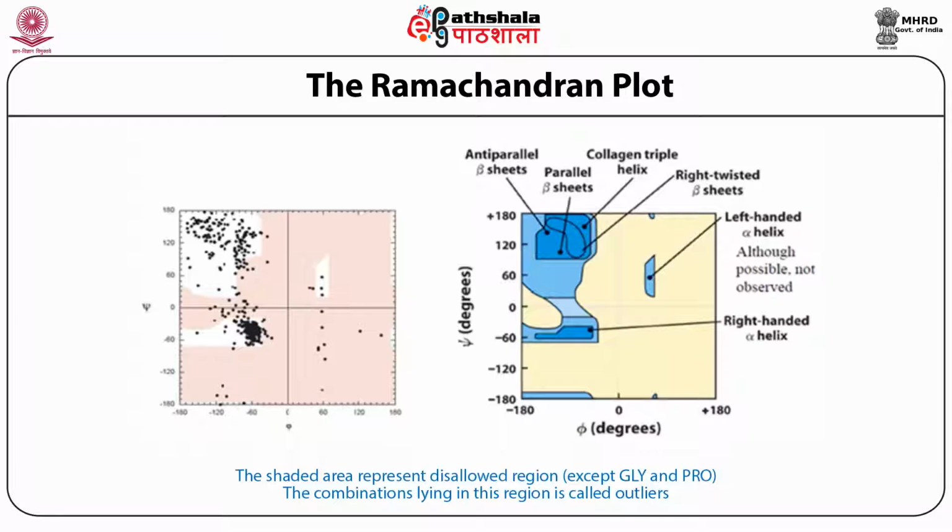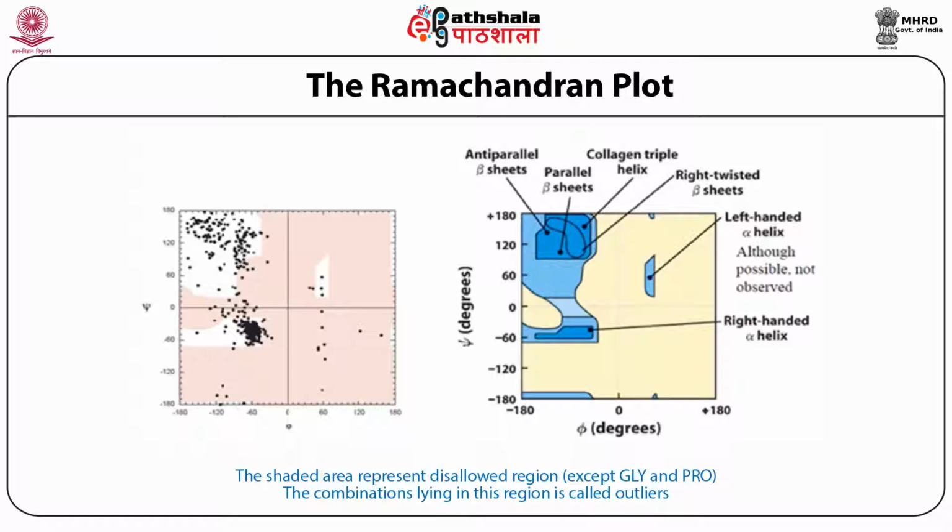For example, for the left-handed alpha helix, both phi and psi are positive values, about 60. Then you can have a left-handed alpha helix. All these blue regions are allowed regions, and all the other shaded regions are not allowed. In the blue regions, anti-parallel beta sheets, parallel beta sheets, collagen triple helix, right-handed twisted sheets, and even the right-handed alpha helix are all possible conformations by these phi psi combinations.